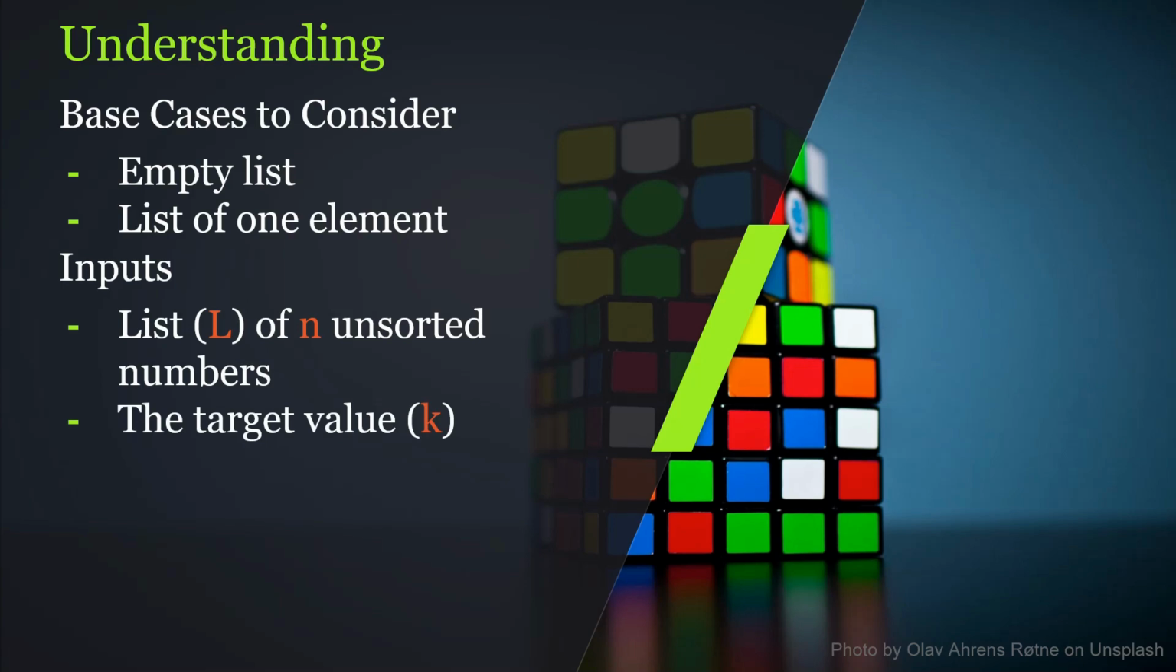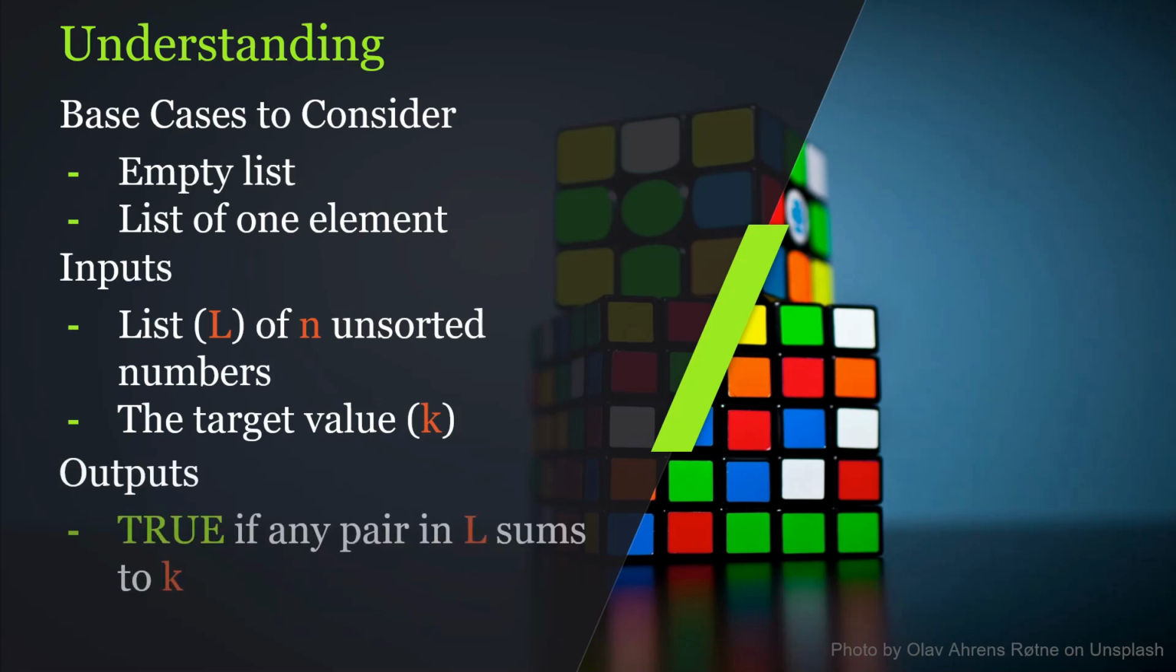So our output is going to be true if any pair in L sums to k, and false otherwise. Meaning there were no pairs that sum to k, therefore we will return false. So this is our understanding of the problem. We have now worked through the problem and have an idea of what the algorithm is going to look like. We have a good, solid understanding. So now it's time to start formalizing the algorithm.